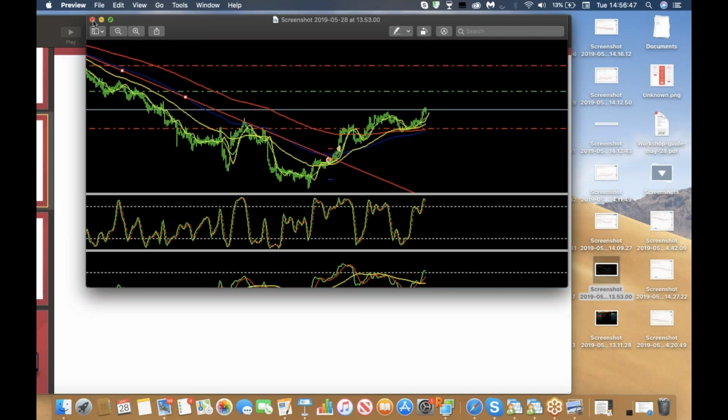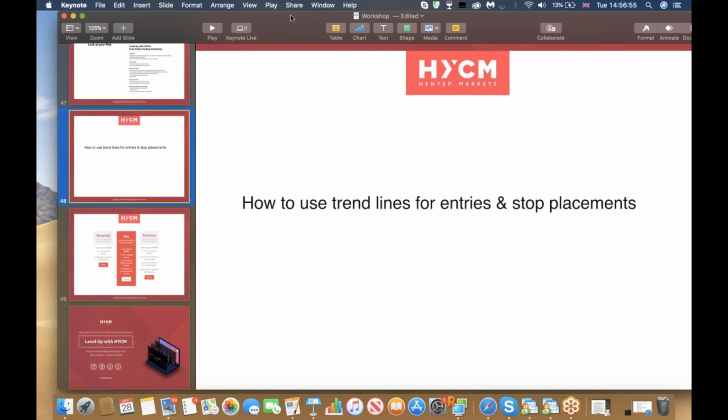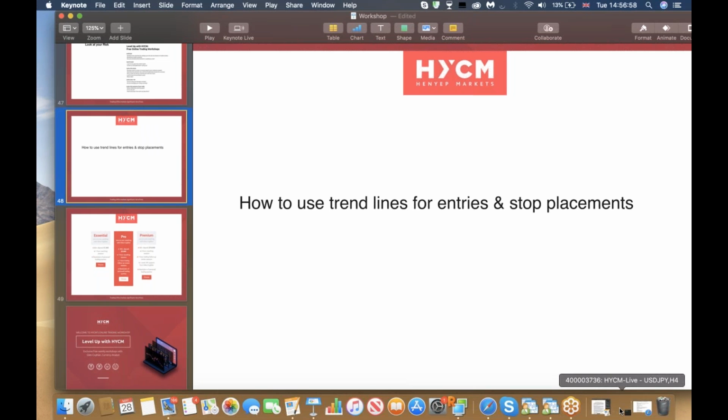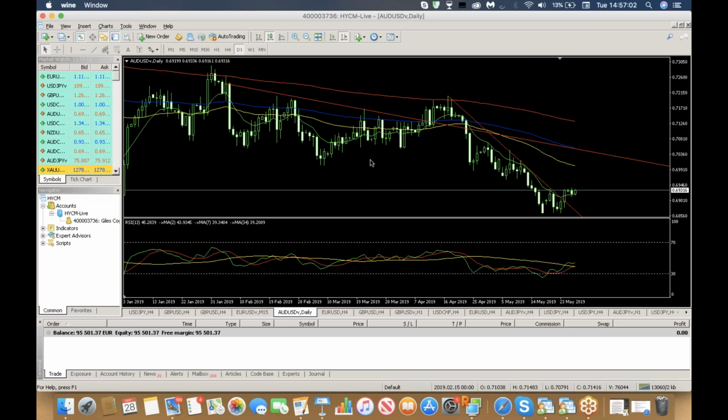I'm going to show you another one. Let's have a look. Where did I put it? Here we go. So here's the Australian US dollar pair. You can see here, here's a daily line.